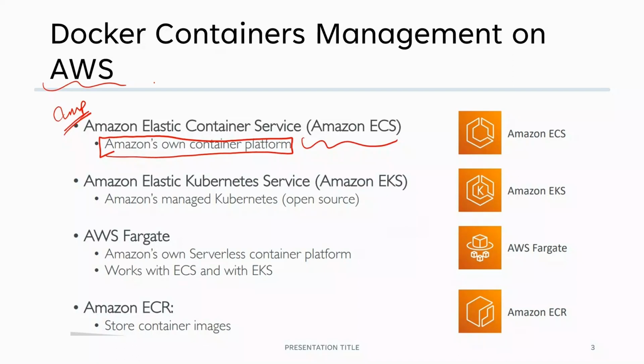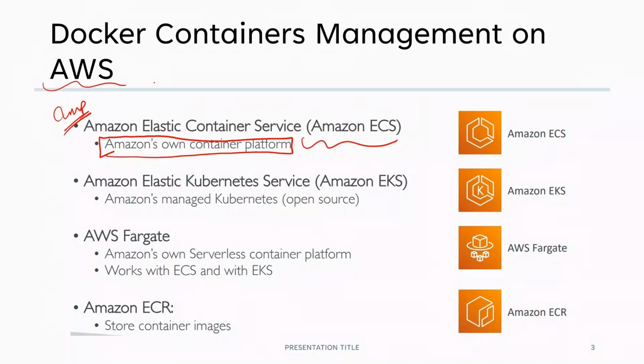Then we have Elastic Kubernetes Service, which is EKS. It is Amazon's managed Kubernetes. You can also create a Kubernetes cluster on your local machine to run Docker containers, or in your own data center. So if you already have Docker containers running on your Kubernetes cluster and you don't want to use ECS, because if you want to migrate to ECS, some of the configurations are different, so you need to reevaluate your logic a little bit.